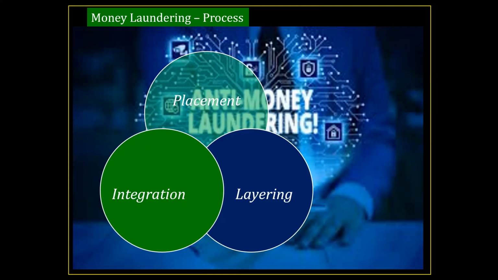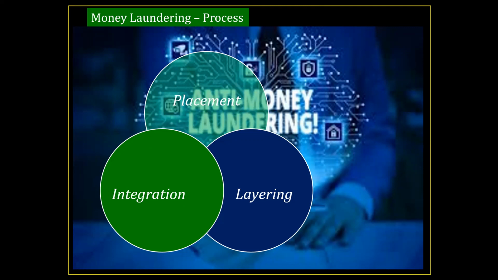The second is the layering stage, that is camouflage. The layering stage is the most complex and often entails the international movement of the funds. Here, the illicit money is separated from its source. This is done by sophisticated layering of financial transactions that obscure the audit trail and sever the link with the original crime. The third one is the integration stage, that is investment.